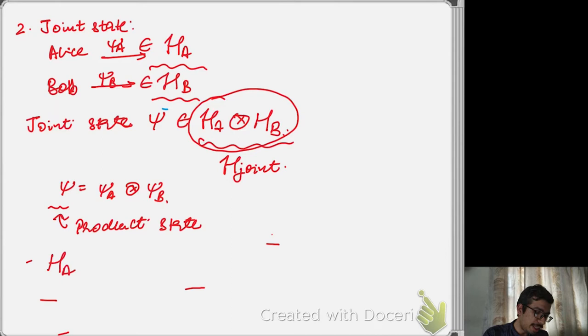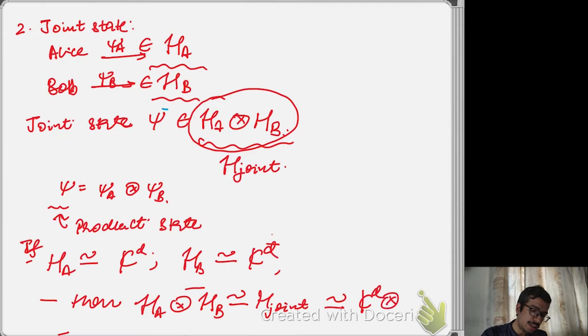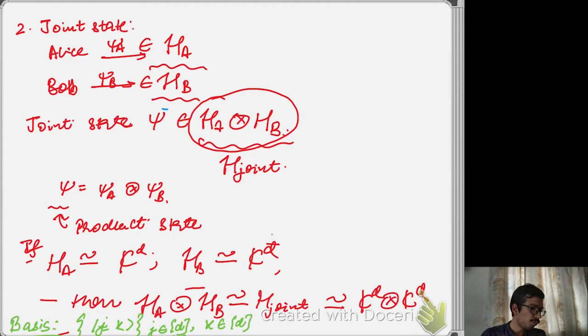Another thing you may note is that if HA is isomorphic to C to the power d and HB is isomorphic to C to the power d, then HA tensor HB, or H joint, will be isomorphic to C to the power d tensored with C to the power d. So here we can actually denote the basis by ket j comma k. Here j and k both lie between 0 and d minus 1. So the number of elements in this basis is going to be d squared, right, as expected.